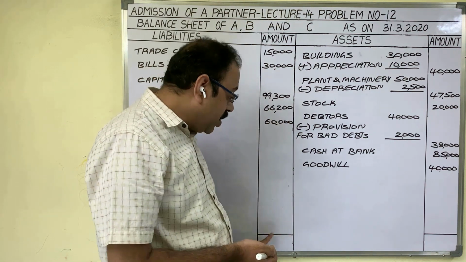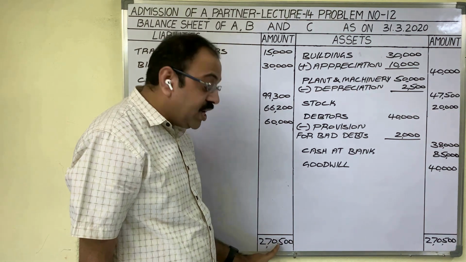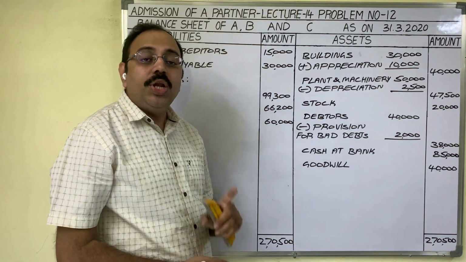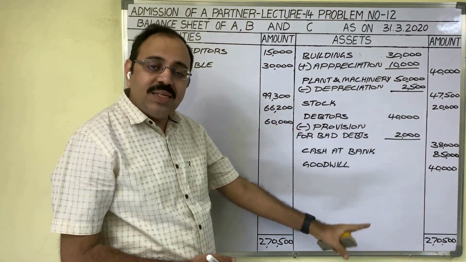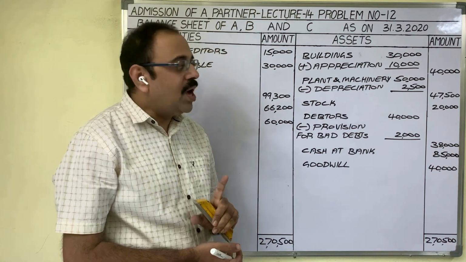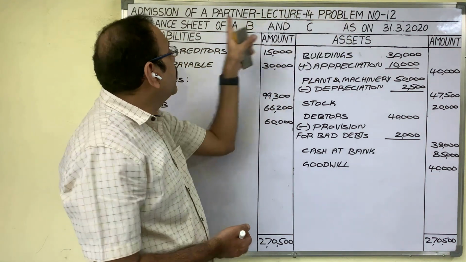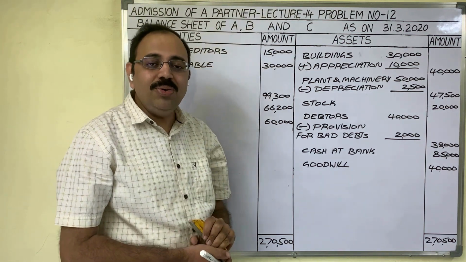Finally, we have to calculate the totals of two sides. Two sides totals are 2,70,500. So in new balance sheet, liability side and the asset side you should get the same totals. Then only a problem is correct. So this is all about 12th problem from admission of a partner topic. Hope this video is helpful to you. Thank you.